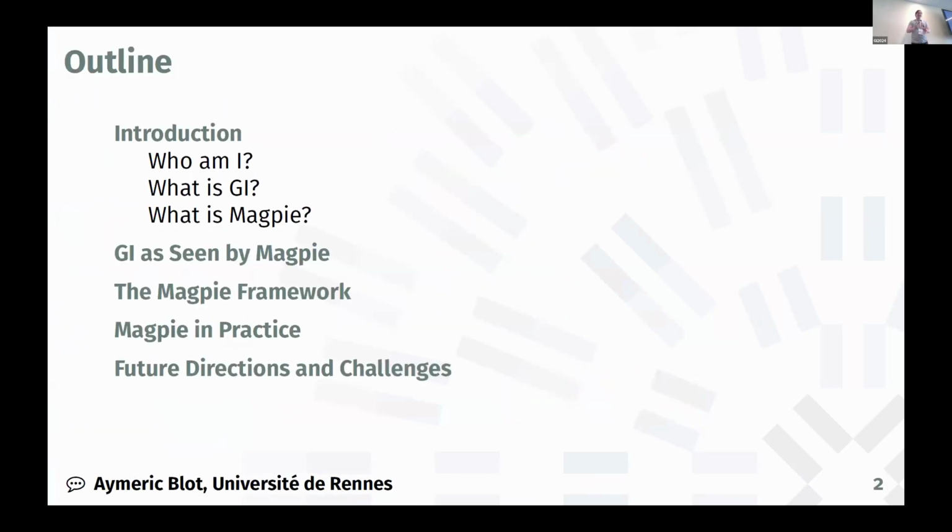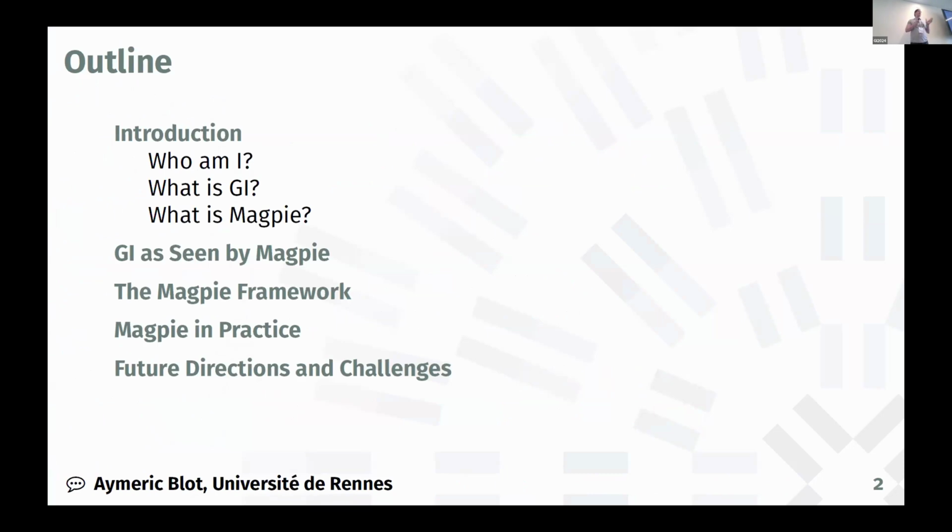I have an outline because it's a long talk. I will start by, in a few words, telling you who I am, what GI is, and what Magpie is. So what is the tutorial about? And then we will have mostly three thirds of the tutorial.